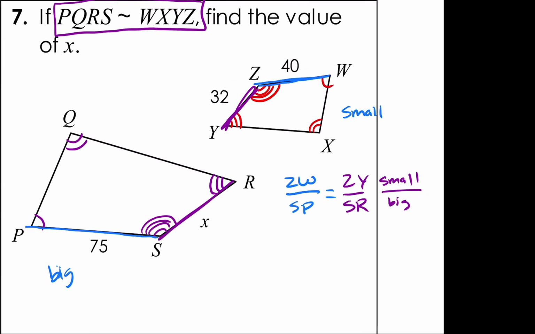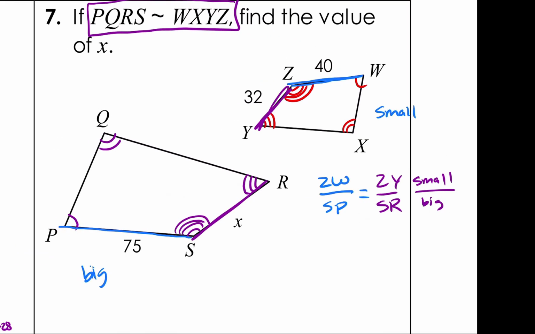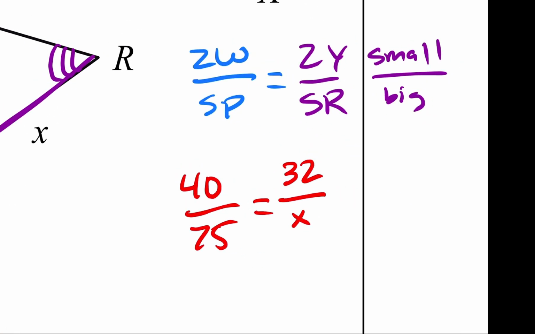So let's put what we know. Do we know ZW? Yes, that's 40. Do we know SP? Yes, that's 75. And that should equal, what's ZY? ZY is 32. And then what's SR? That's the x, that's what we're looking for. So we replace it, and now we solve.